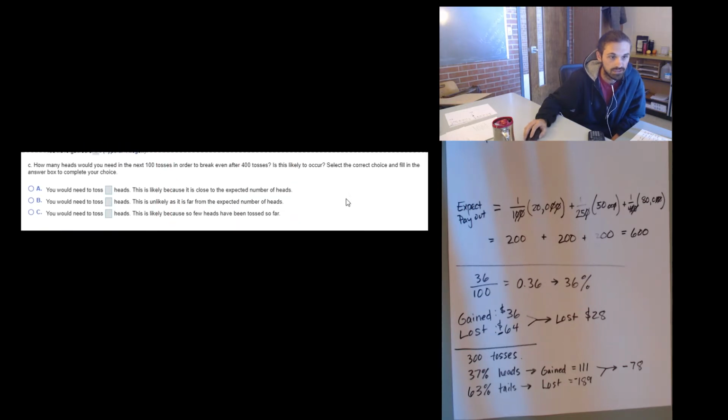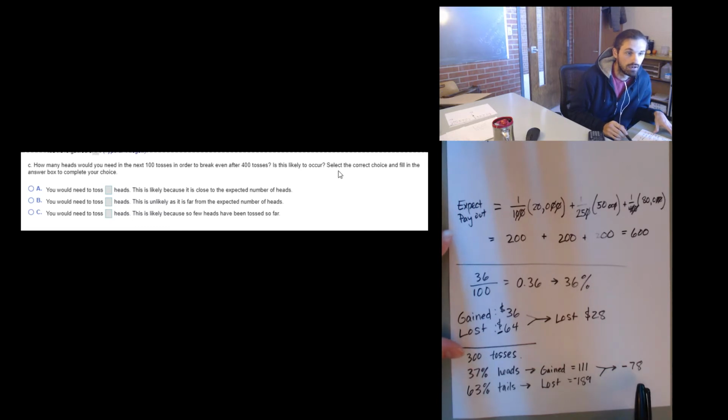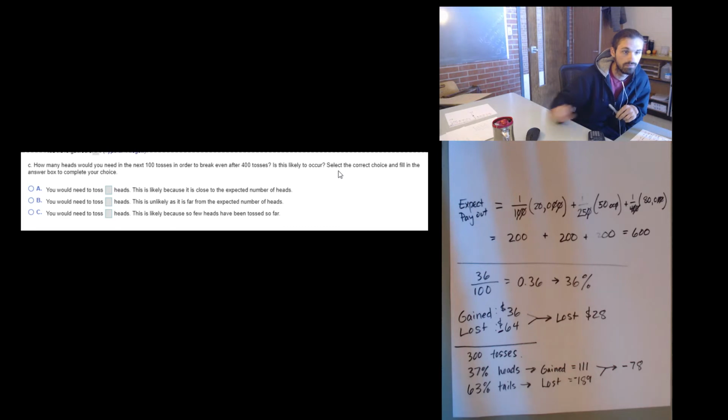How many heads would you expect, or how many heads would you need in the next 100 tosses in order to break even after 400 tosses? Is this likely to occur? Select the correct choice and fill in the answer box to complete your choice. Okay. So how many heads in the next 100 tosses to break even? So, okay, consider the fact that breaking even after 400 tosses would be an equal amount of gains to losses.